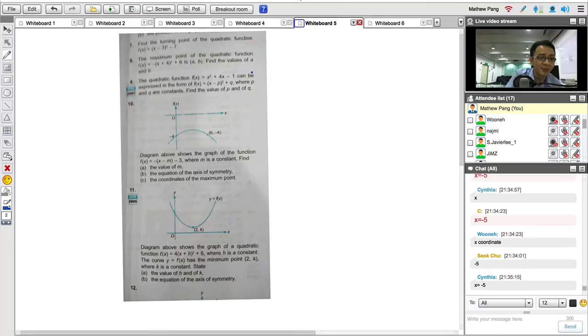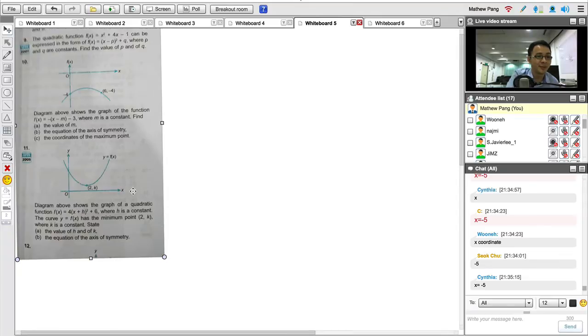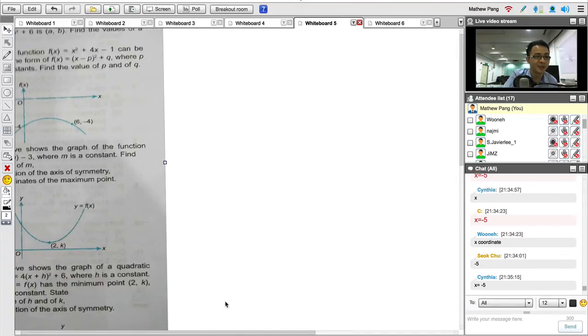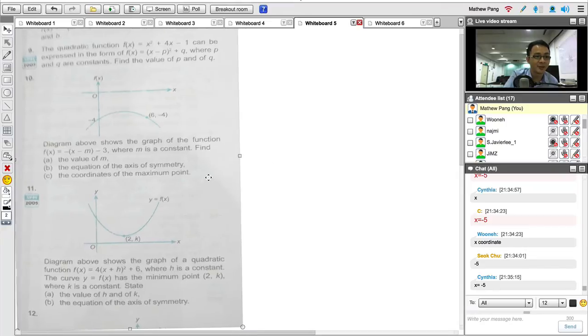Yeah, it's a bit blur, but I hope you can at least see it. Let me just zoom in a bit, because some are actually using phone, right? Yeah, it's kind of hard to see.